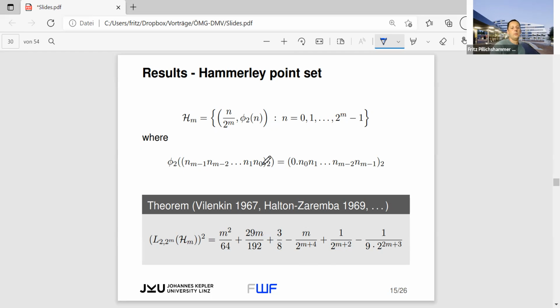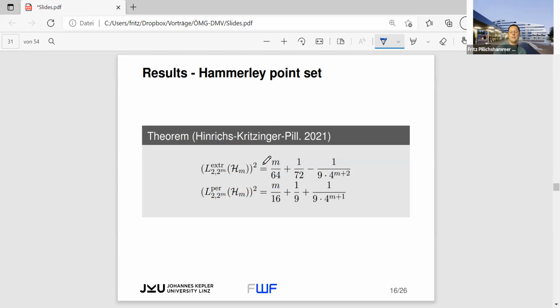Now we tried, and we also succeeded in proving similar formulas for the other two notions of L2 discrepancies. The squared L2 extreme and L2 periodic discrepancies are now given by these formulas, which even look slightly simpler than for the usual L2 star discrepancy. All three proofs are based on these explicit formulas that I showed you before, together with long pages of computation and algebra. It was really hard work, and in the end we were lucky and came up with these formulas.